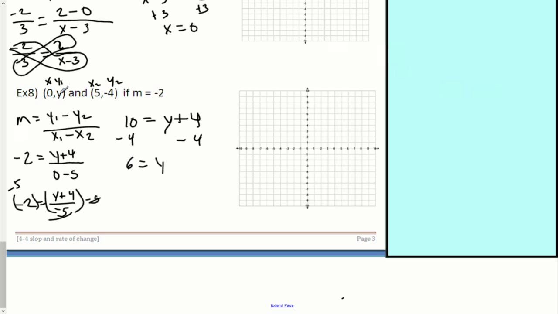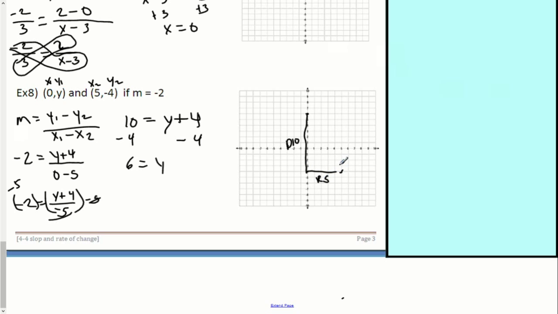So I'm saying if y is 6, these 2 points will have a slope of negative 2. So let's try that real quick. 0, 6 is where? 0, 6 is here. And 5, negative 4 is here. And how do I get from this point to this point? Well, I go down 1, 2, 3, 4, 5, 6, 7, 8, 9, 10. I go down 10. And I go right 5.